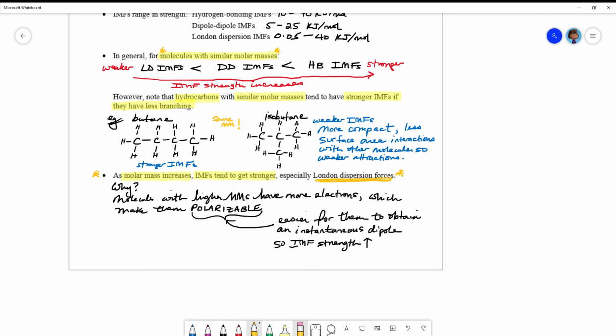Okay, so we're done with this lecture. Coming up next, we're going to be talking about how intermolecular forces affect the states of matter and how they undergo changes of state.